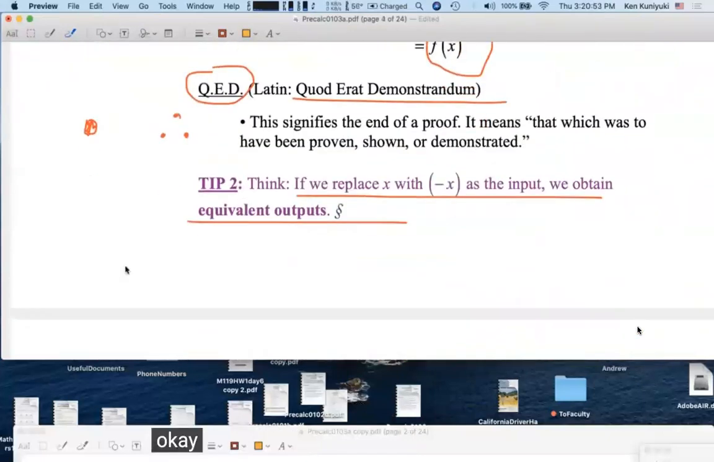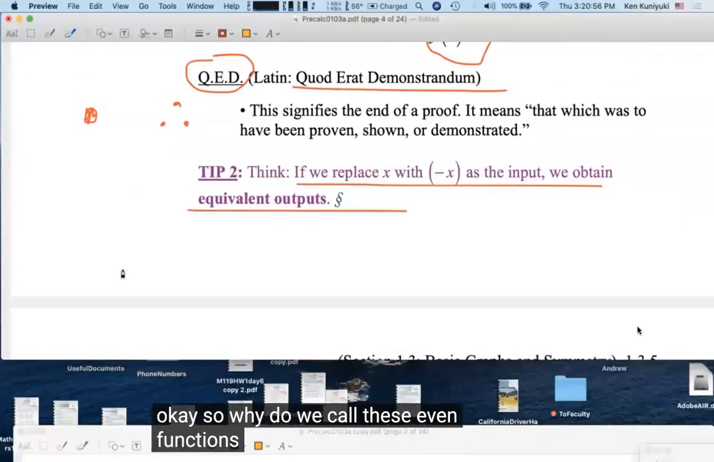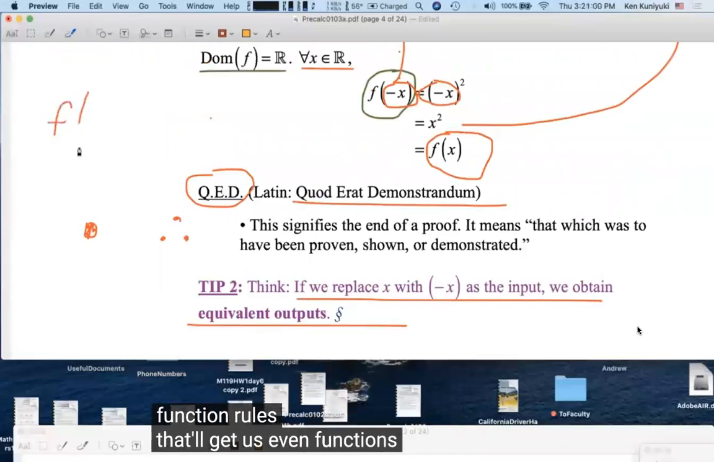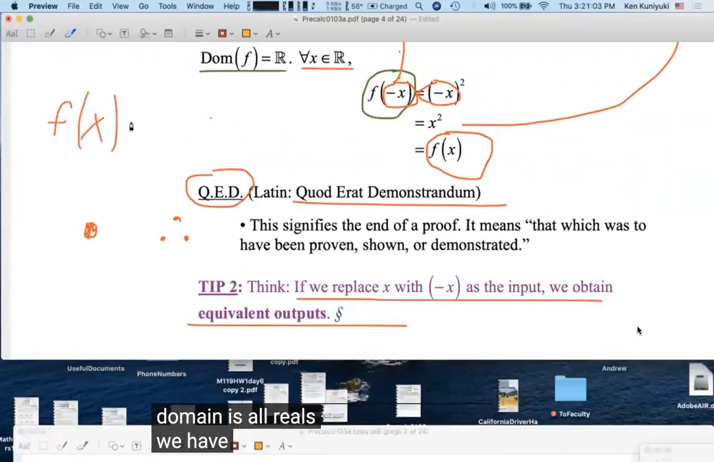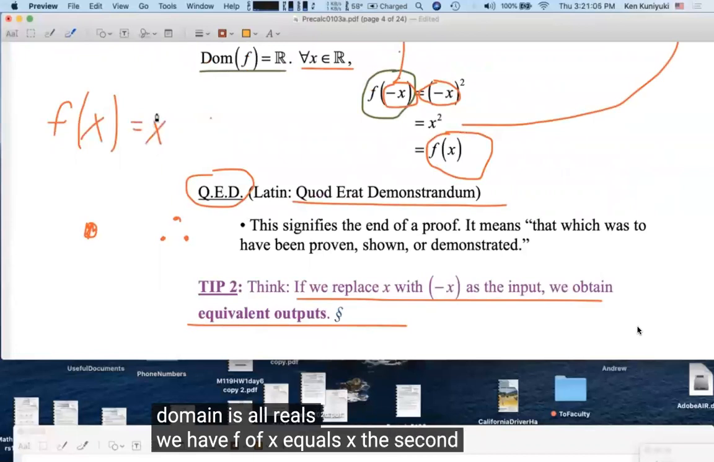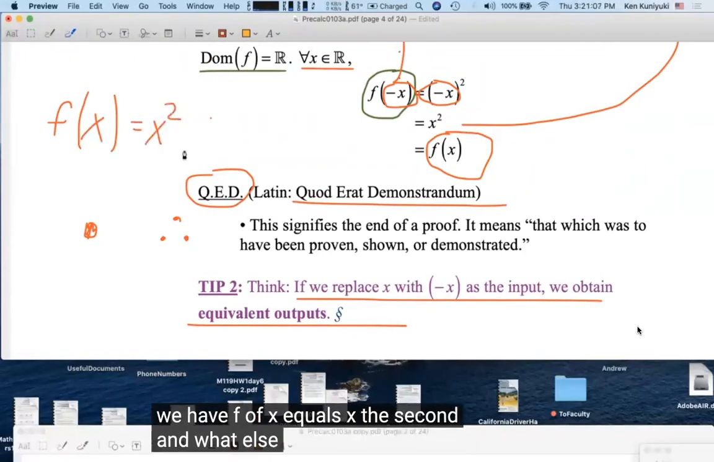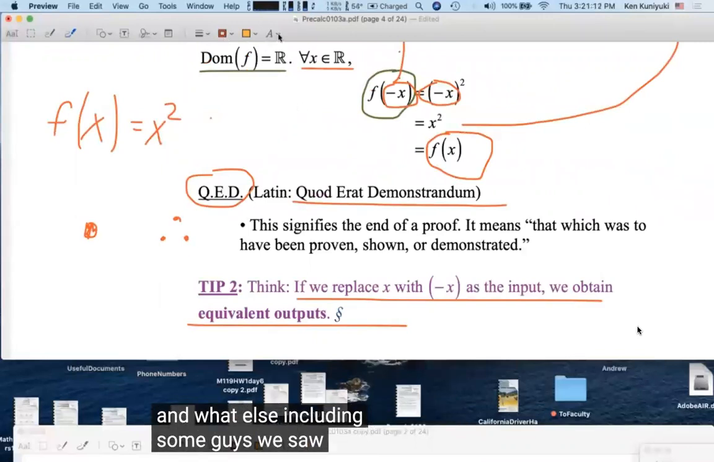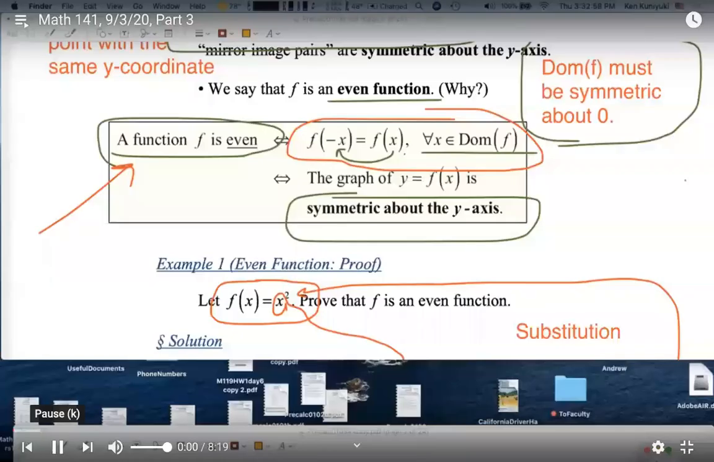Okay, so why do we call these even functions? What are some other function rules that'll get us even functions, where the domain is all reals? We have f of x equals x to the second, and what else? Including some guys we saw before. All right. Any questions about even functions? Graphs symmetric about the y-axis. All right, we'll talk more.